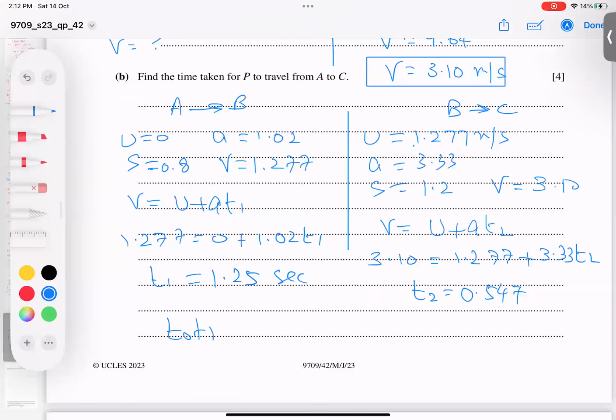All right, and what is the total time? So just add them. If I add 1.25 plus 0.547, the final answer is coming 1.80 after writing to 3 significant figures. So 1.80 seconds. So I believe the concept is very clear and the paper is totally finished. I hope so. And if you practice more, inshallah, you will do good. Okay. Best of luck.